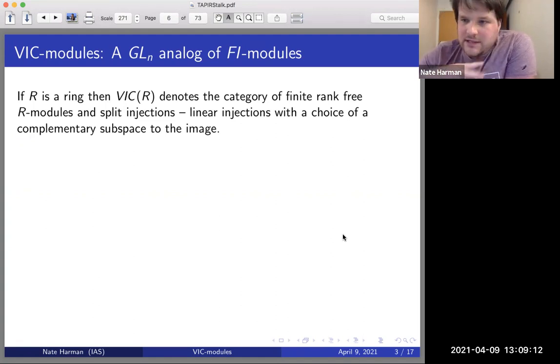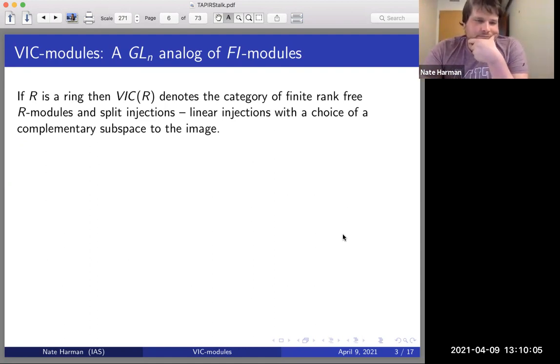So these are linear injections, R-linear injections, and by split I mean that we choose a complement to the image. So I include one free R module into another in such a way that there is a complement, and then I choose such a complement. Another way to think about these, instead of choosing this complement, is that it's the same as choosing a surjection the other direction, such that the injection and the surjection compose to the identity on the smaller space. And that's often a useful way to think about it.